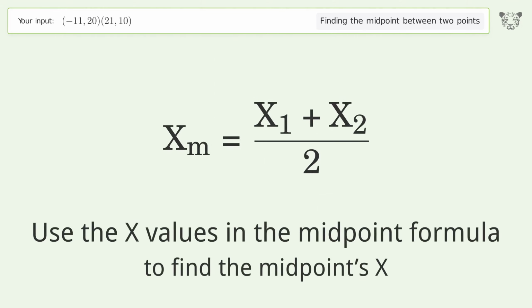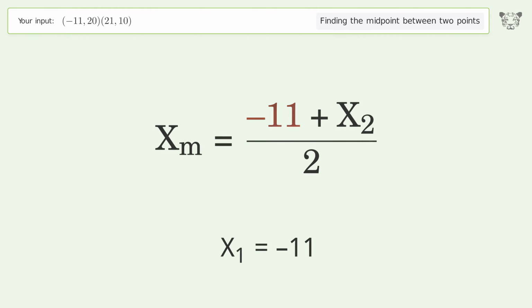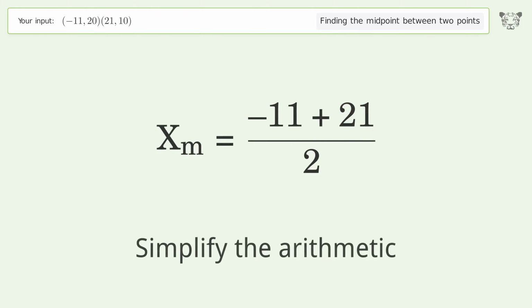Use the x values in the midpoint formula to find the midpoint's x. x1 equals -11. x2 equals 21. Simplify the arithmetic.